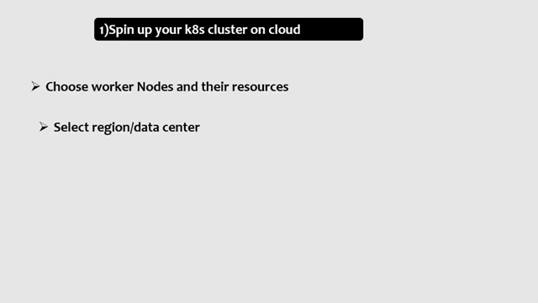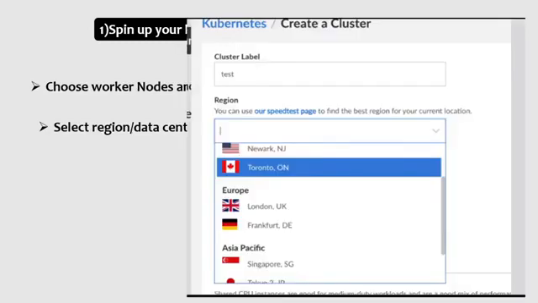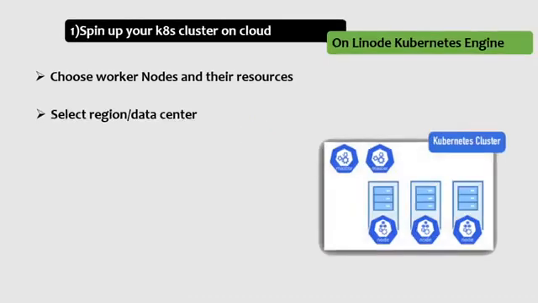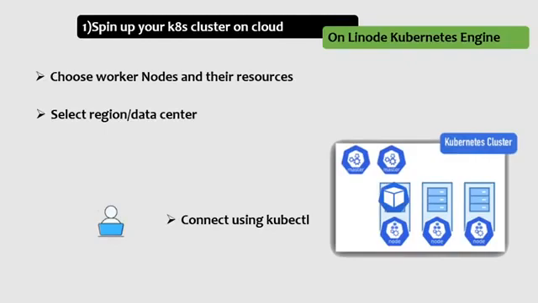Then you select a region or data center where the worker nodes will run. So for example, if you are, let's say, in UK, maybe you create a cluster in your nearest region in the UK, and with a couple of clicks your Kubernetes cluster will be up and running. Then you connect to the cluster using kubectl from your laptop and deploy your application services and do all these things that you need to do in the cluster.